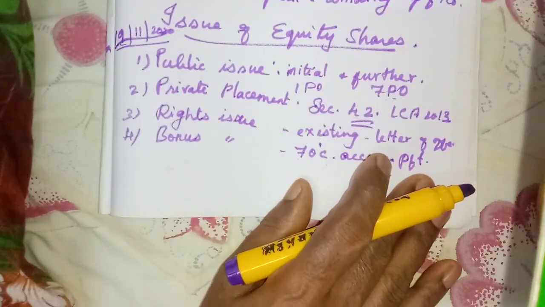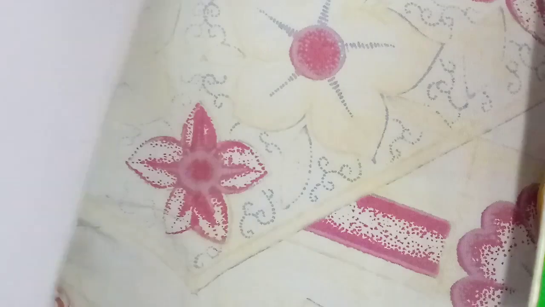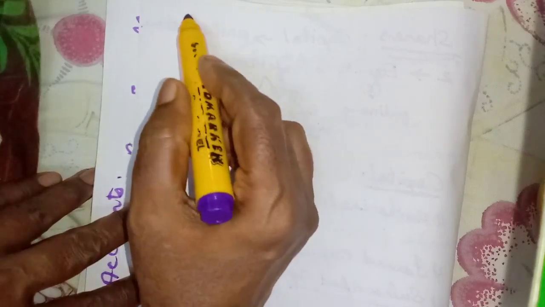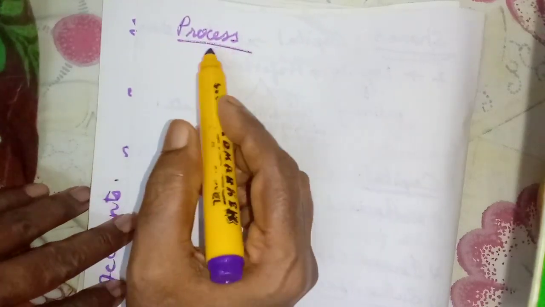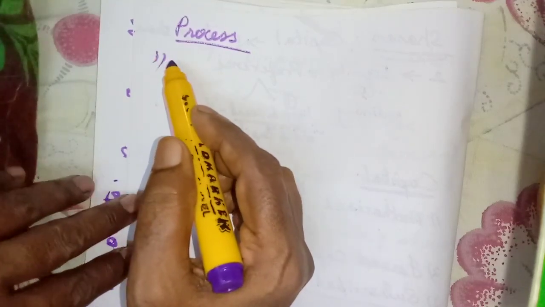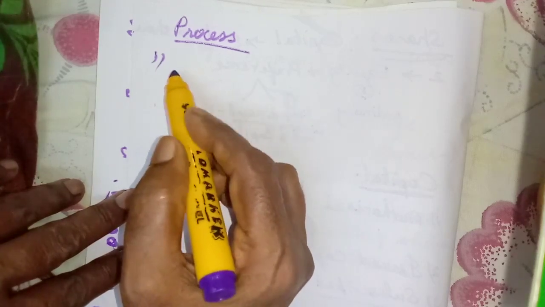So now you might have understood the types of issue of equity shares. Now the process, in which way they are issuing shares, that is called the process of issue of equity shares. The first one, they have to publish a prospectus, isn't it? That is inviting subscription.